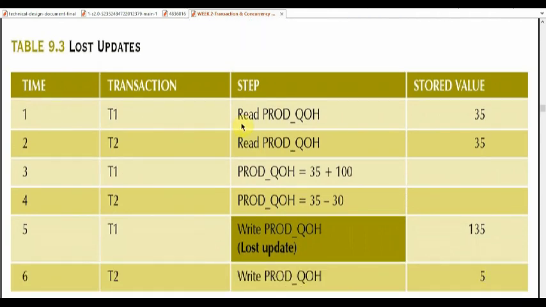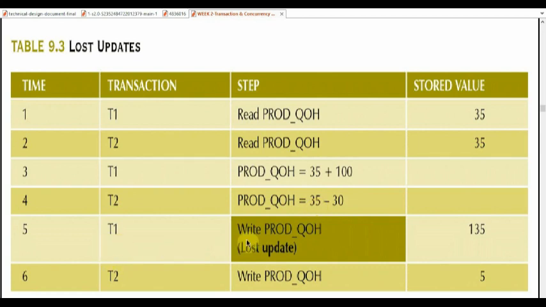We allow transaction 1 to make a read of PROD or product QOH, and the value is 35. Then at the same time, transaction 2 is also making a read of the value that is stored in that attribute, 35. Then T1 goes ahead and makes an update of the value by an addition of 100. Then T2 itself makes a deduction of 30 from the value it originally read, which was 35.